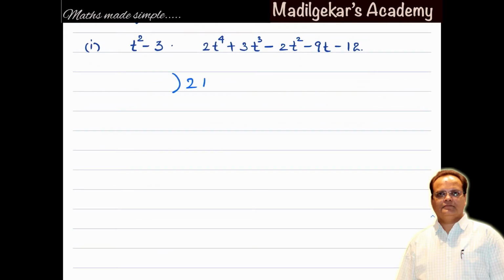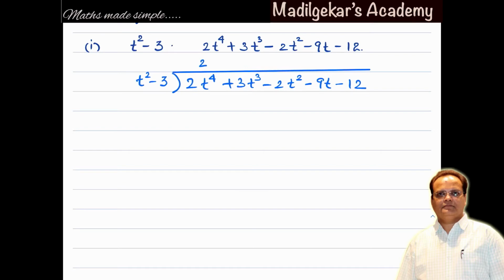Here 2t raised to 4 plus 3t cube minus 2t square minus 9t minus 12 is to be divided by t square minus 3. The first multiple will be 2t square. Multiply 2t square with t square, it gives 2t raised to 4. 2t square into minus 3 is minus 6t square. Subtracting, so 2t raised to 4 gets cancelled.